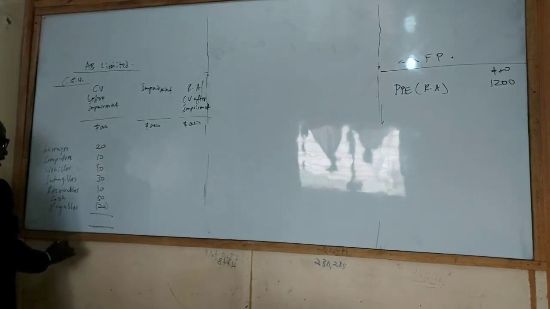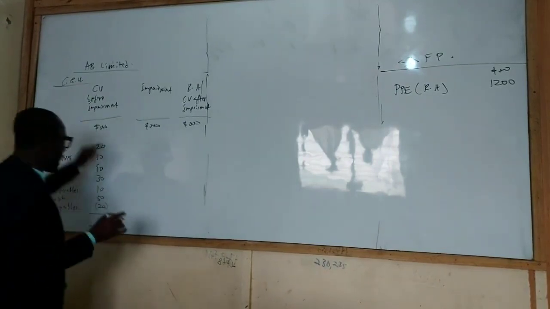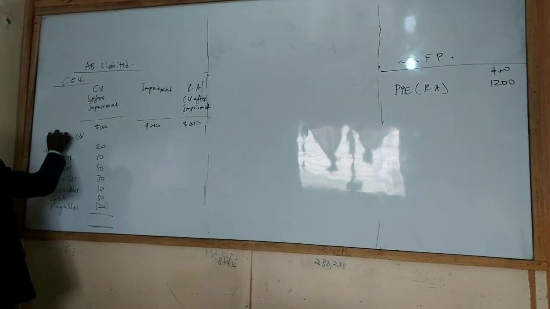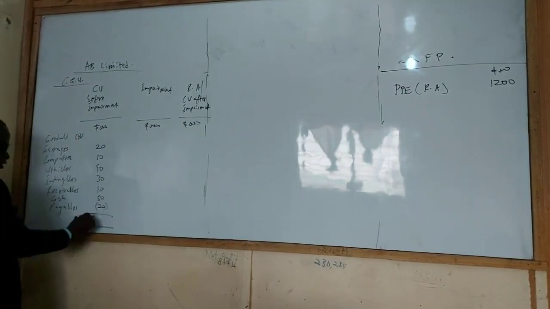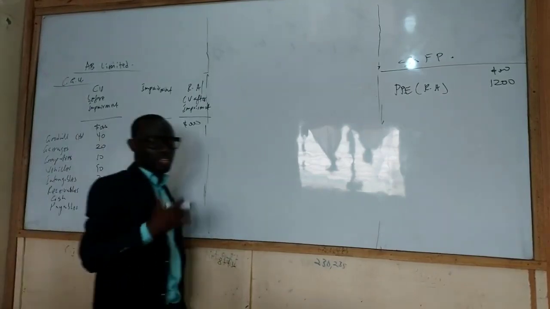190. Now there is a catch, because we bought the business for how much? 230. So there has to be what? Goodwill somewhere. So the balancing figure I told you will be called what? Goodwill. So we paid 230 here. So what is the balancing figure? 40. Are you getting the idea? So this is very important.